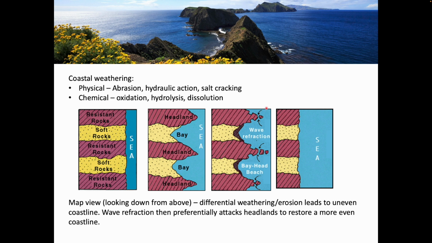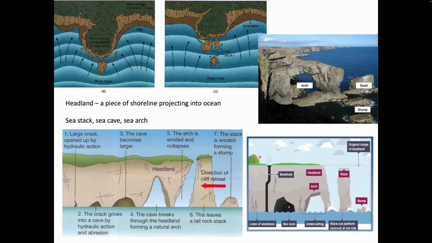But with wave refraction, the waves will bend around these headlands, and the waves will then crash into the sides of the headland, causing more rapid erosion along the sides of that headland. This produces a number of different formations. The headland is any piece of a shoreline projecting into the water, ocean, or a large lake. And on the sides of these headlands are where we get features such as sea caves, sea arches, and sea stacks.